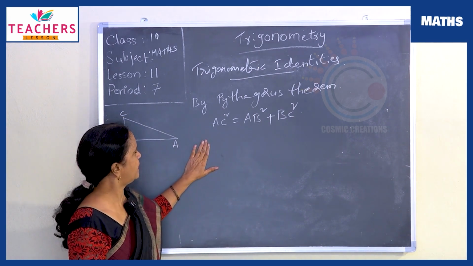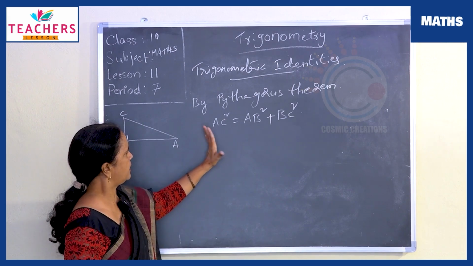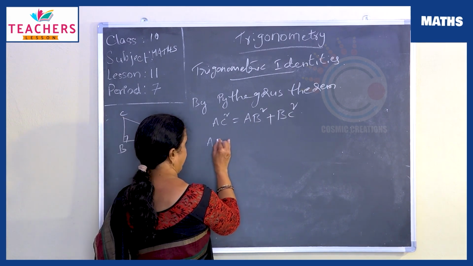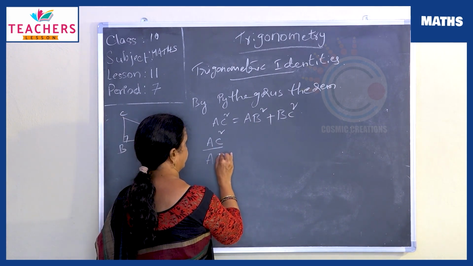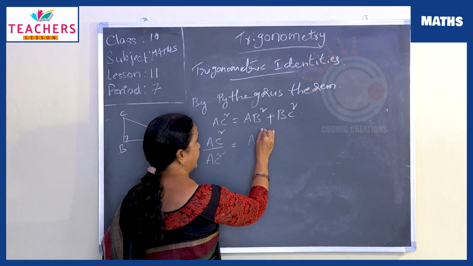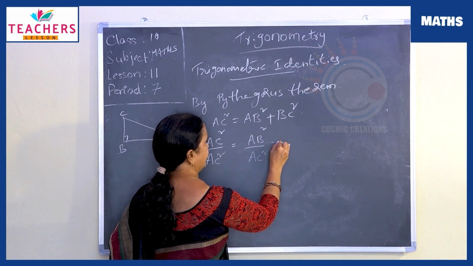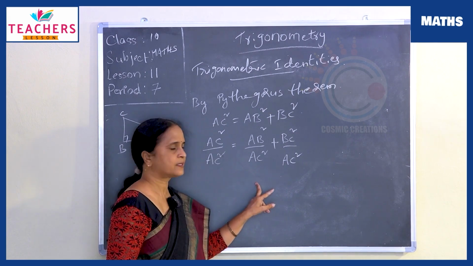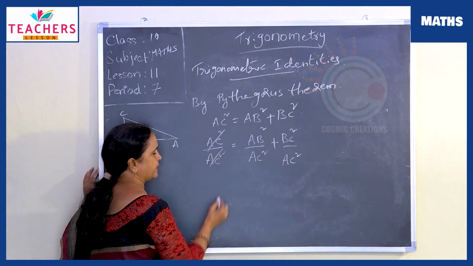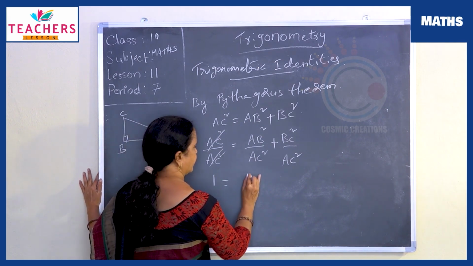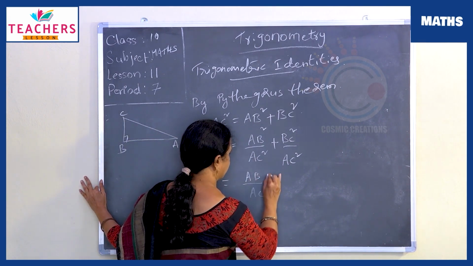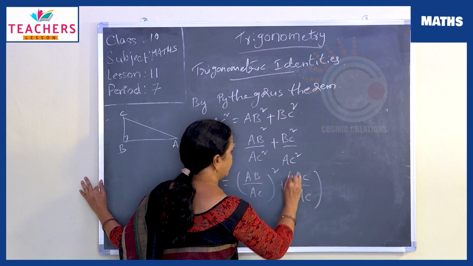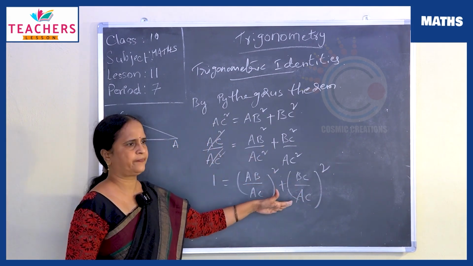Now what I am doing is dividing the left side and right side by AC square. Then what happens, we'll see. AC square by AC square is 1, plus AB by AC whole square, plus BC by AC whole square. I am writing it in this way.